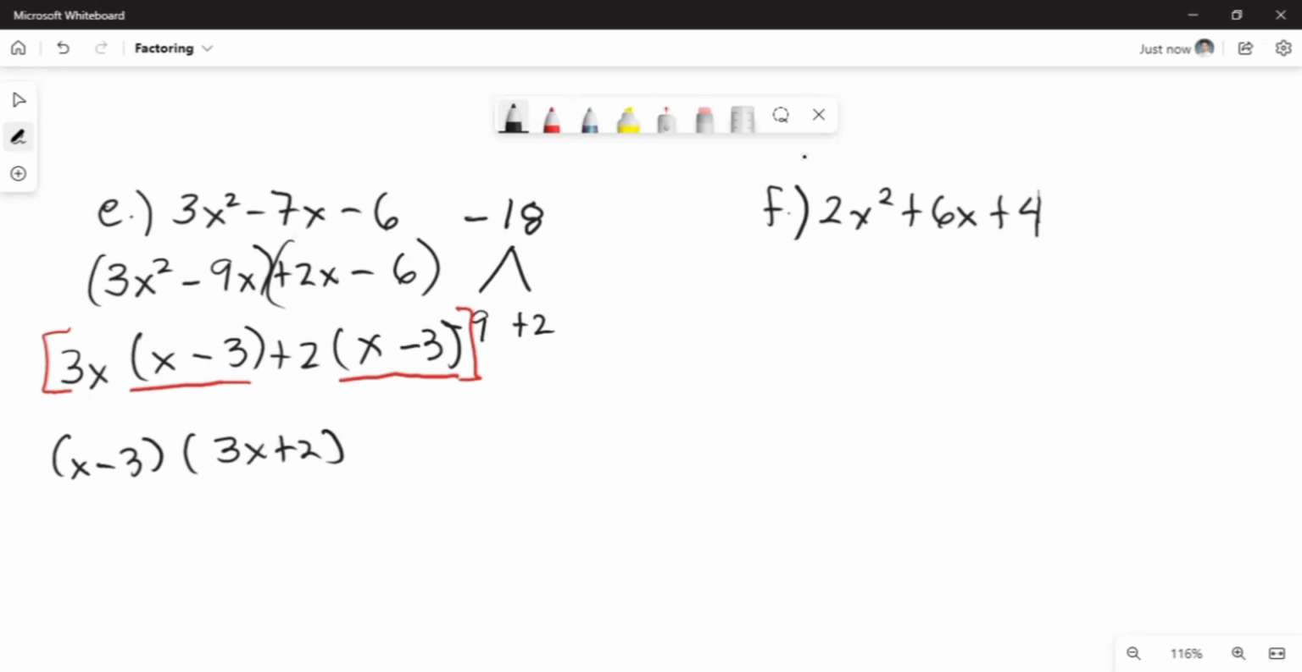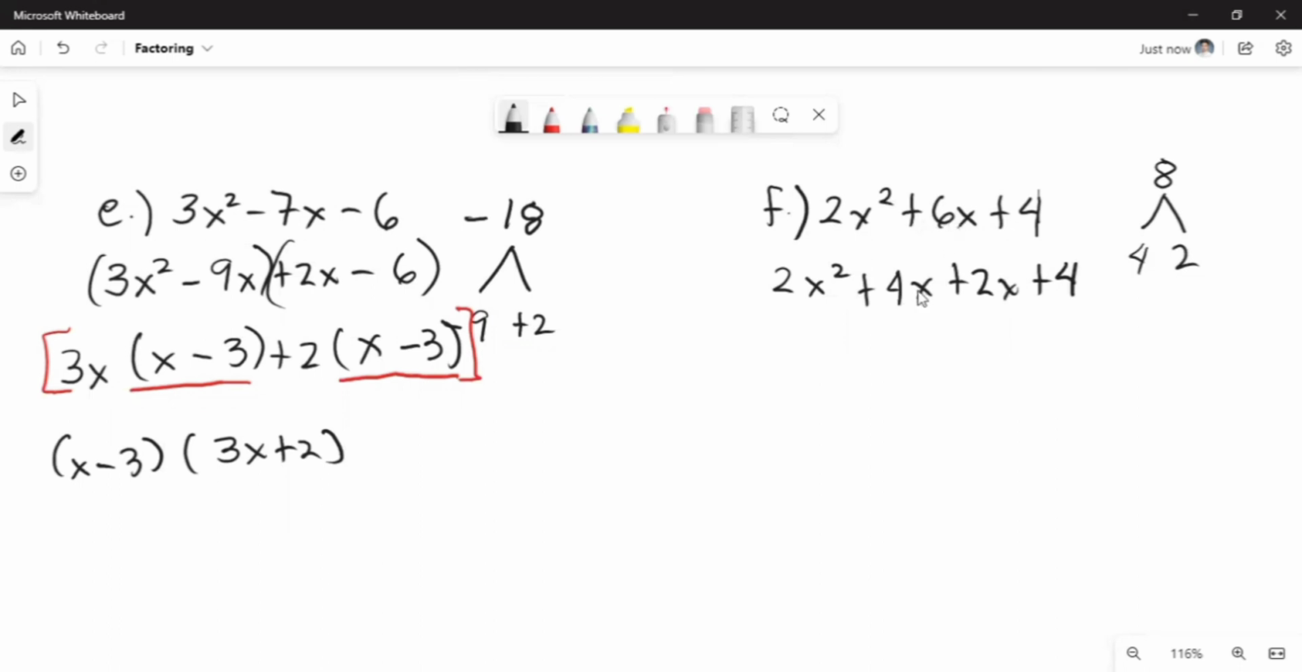Okay. Now, for letter F, let's have 2x squared plus 6x plus 4. So we will again multiply the coefficient of the first term to our last term, which is 4. 2 times 4 is 8. What are the factors of 8 that will give us a sum of 6? And that is 4 times 2. 4 times 2 is 8, and 4 plus 2 is 6. Therefore, we can write it as 2x squared plus 4x plus 2x plus 4.